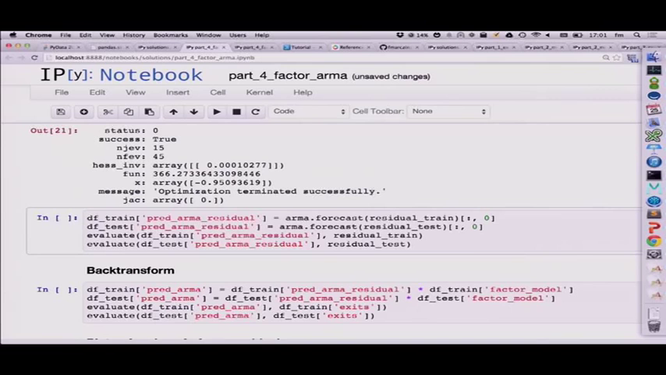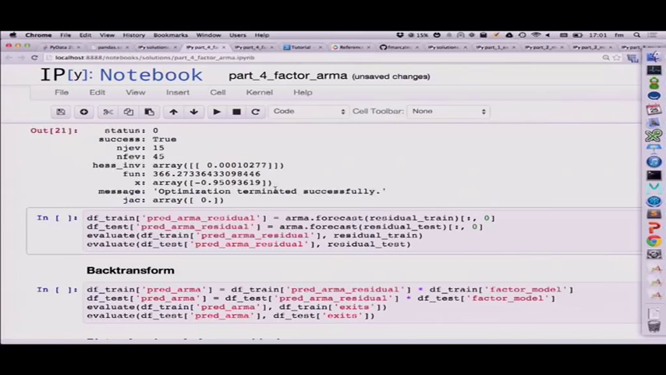Very important: we've got one parameter, the X is fitted, and it terminated successfully. If you've got more parameters in your ARMA model, it can be that it's not terminating successfully, and you get a warning here, and your model is not good anymore.